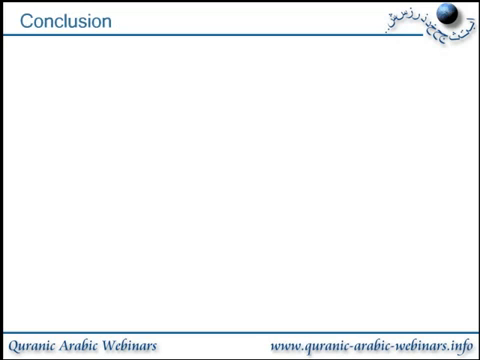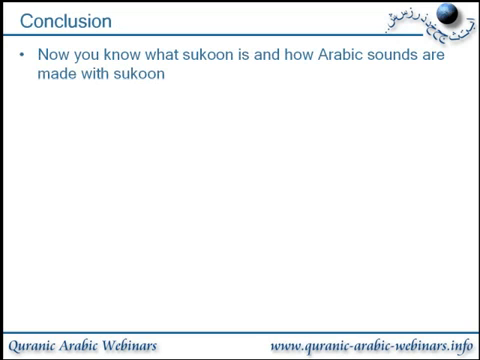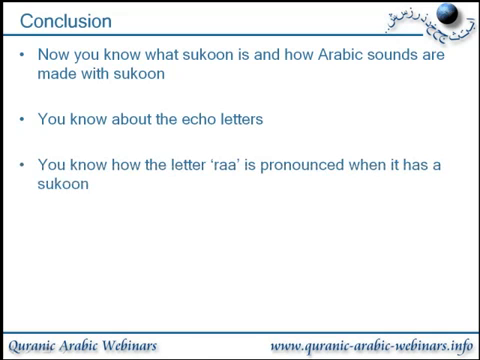Okay, so in conclusion then, you now know what sukoon is and how the Arabic sounds are made with sukoon. You know what the echo letters are. And you know that the letter Ra is pronounced slightly differently depending on whether there's a kasra, fatha or dhamma before it.